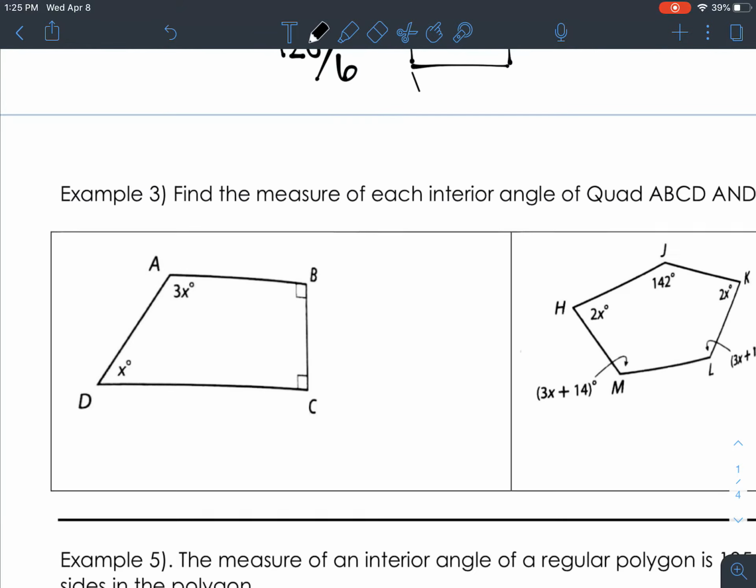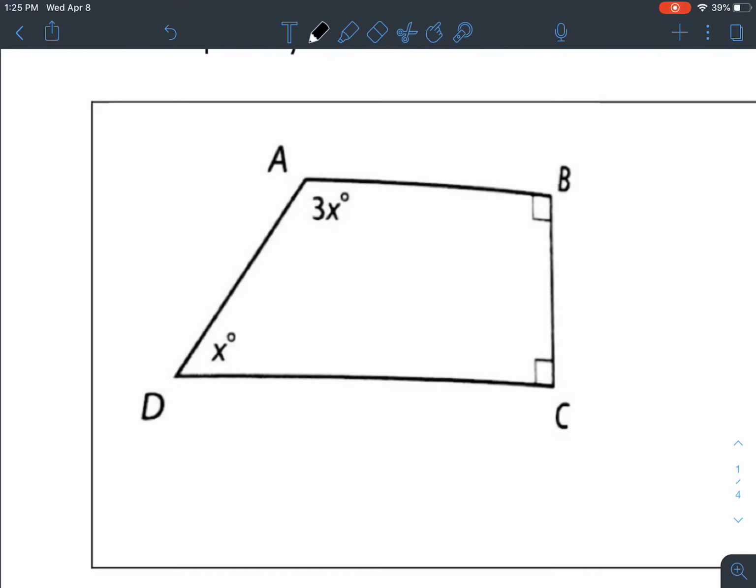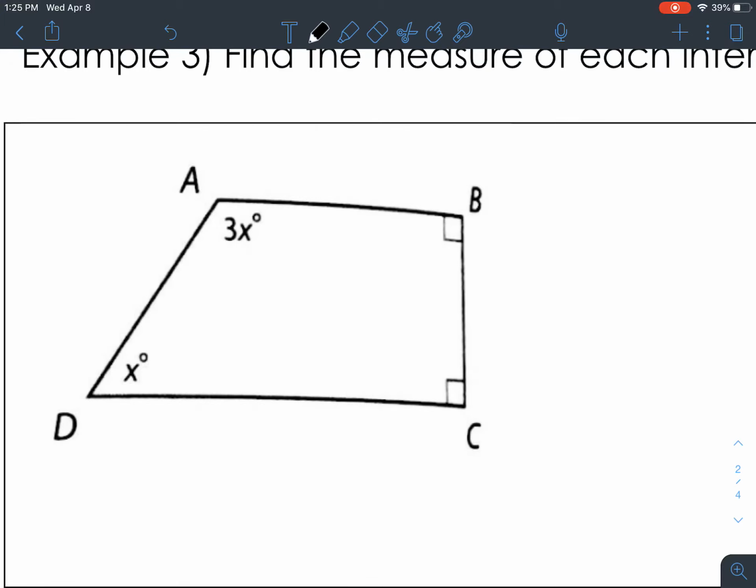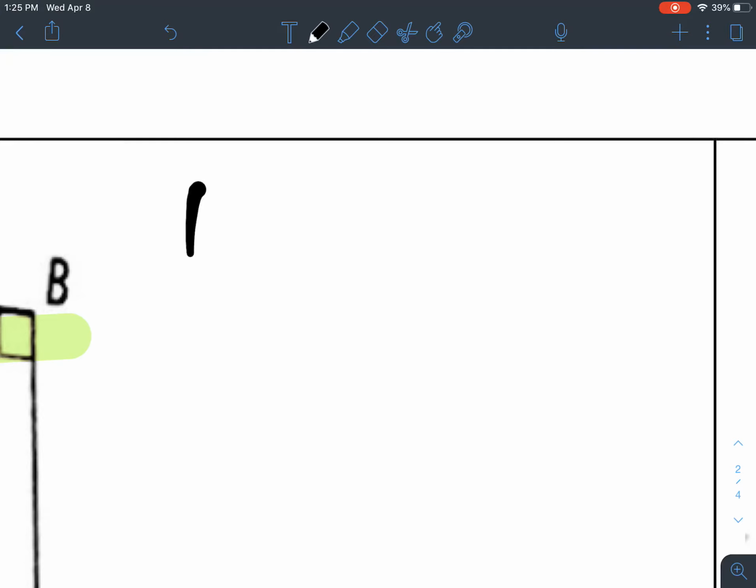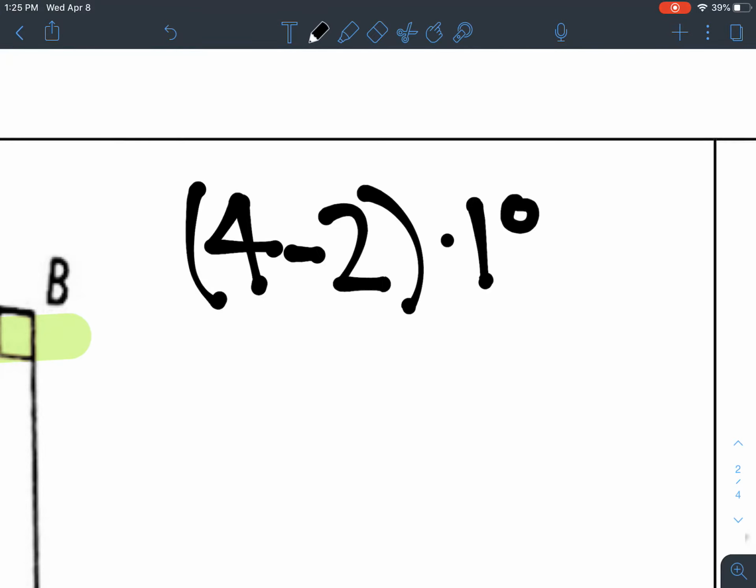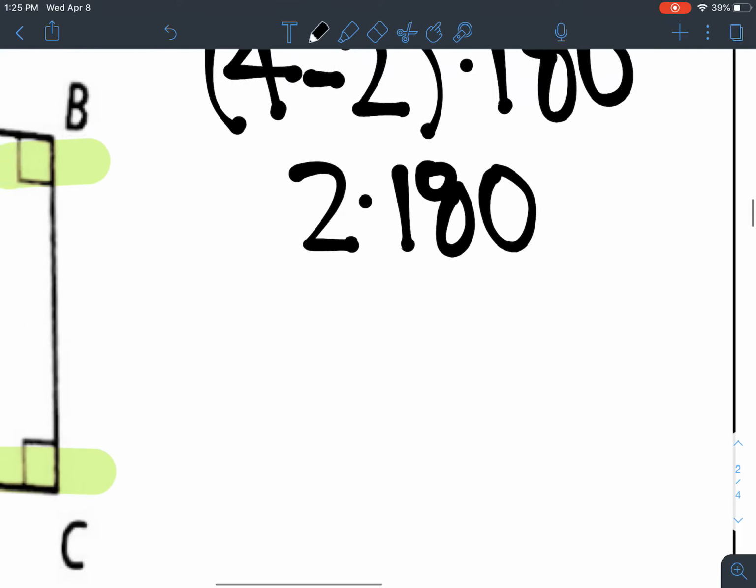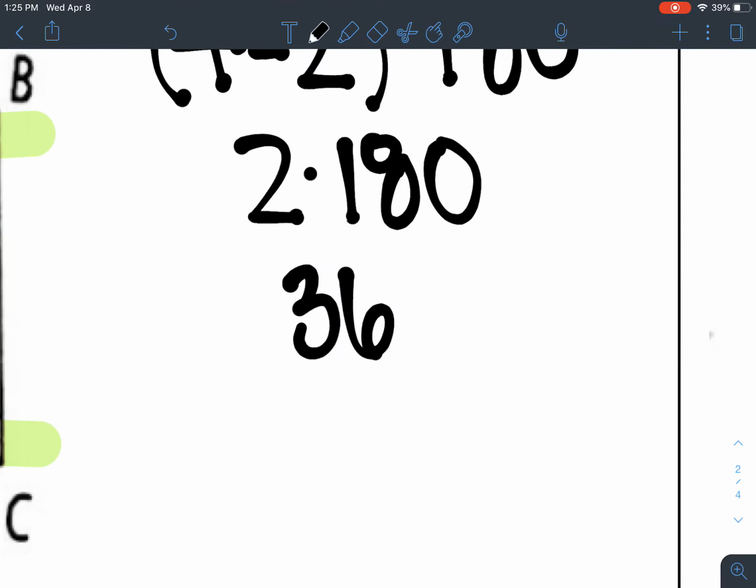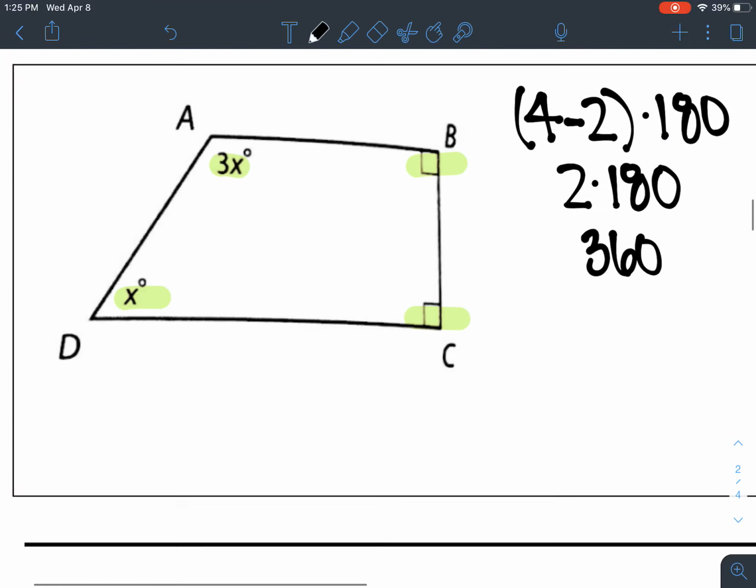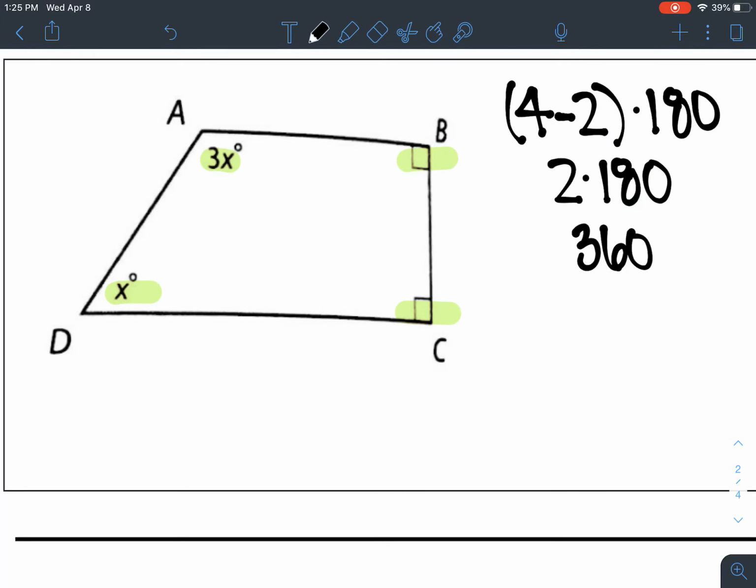It says find the measure of each interior angle of this quadrilateral. We don't know that it's regular. Let's first use n minus 2 times 180 to figure out what all 4 of these angles have to add up to. So we're going to do 4 minus 2 times 180. 2 times 180 gives us 360 degrees. That means all 4 of those angles have to add up to equal 360 degrees.